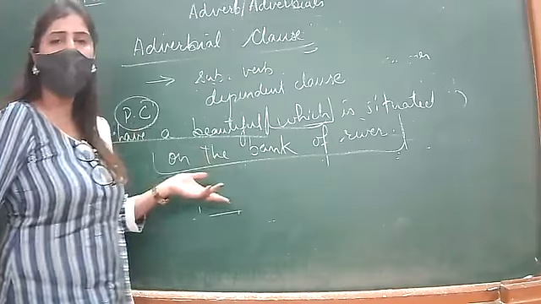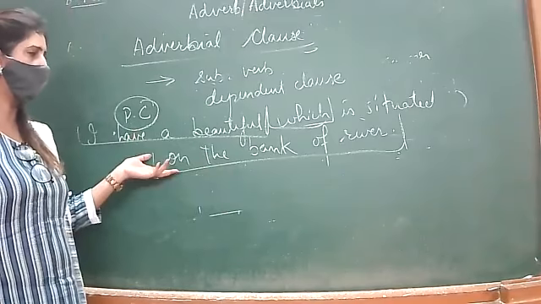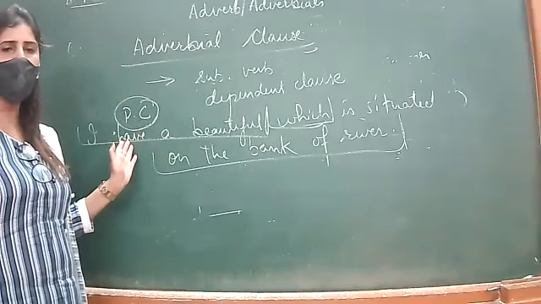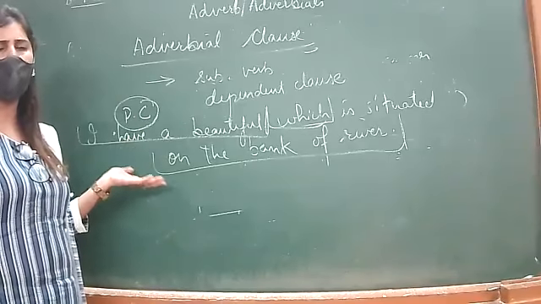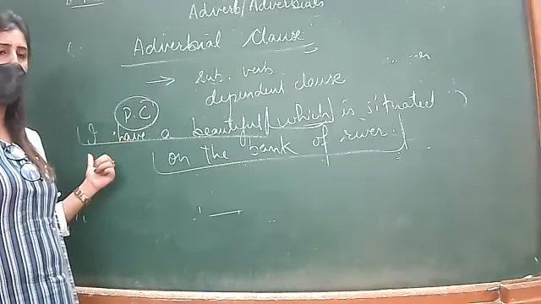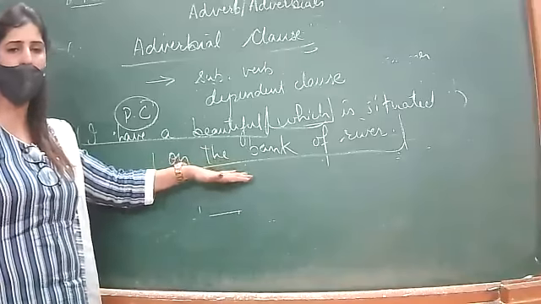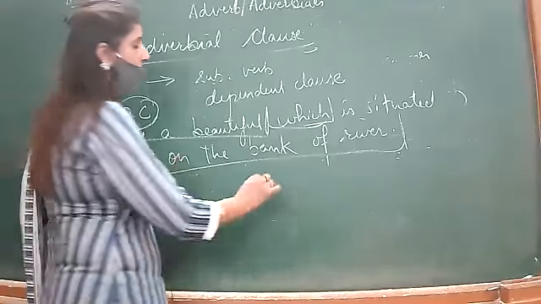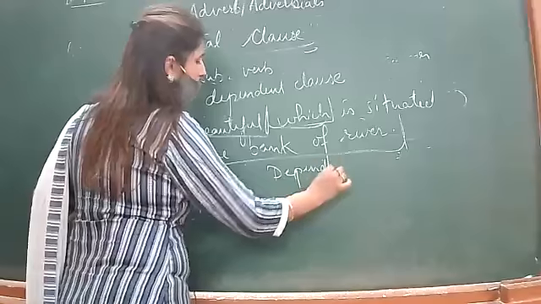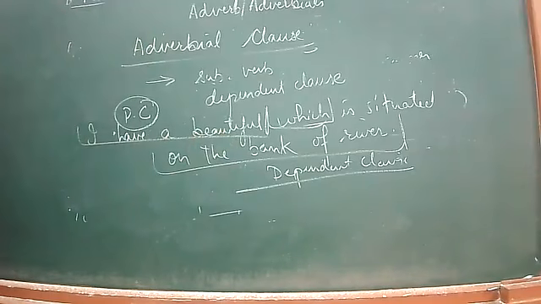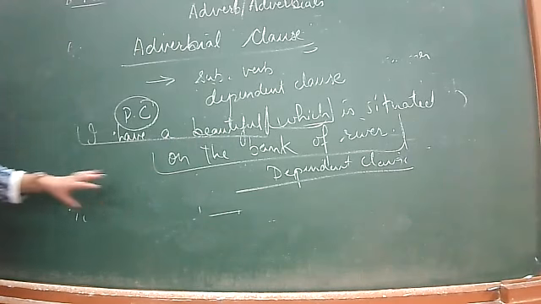But which is situated on the bank of the river has to depend on the first sentence. What is situated on the bank of the river? It is a house. And who owns it? I own it. So ultimately, this has to depend upon the first sentence in order to complete its meaning. So this is a dependent clause, or what we call a subordinating clause.